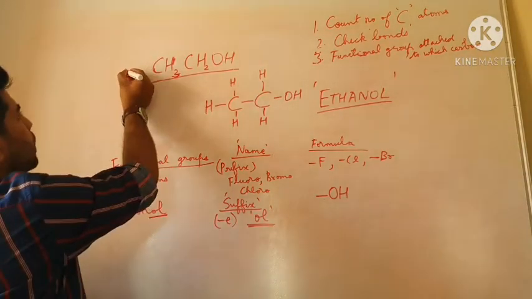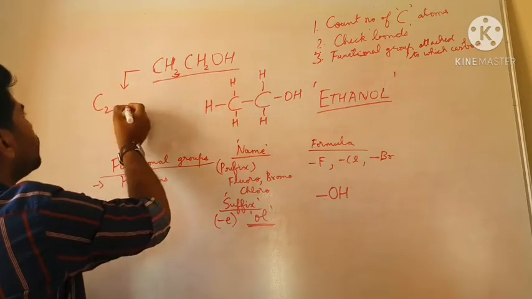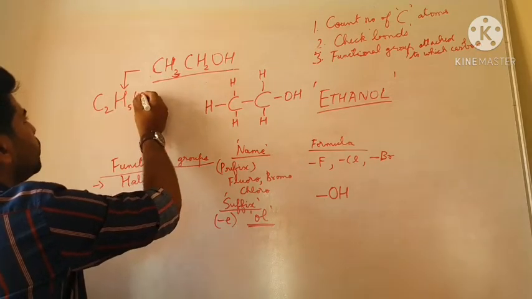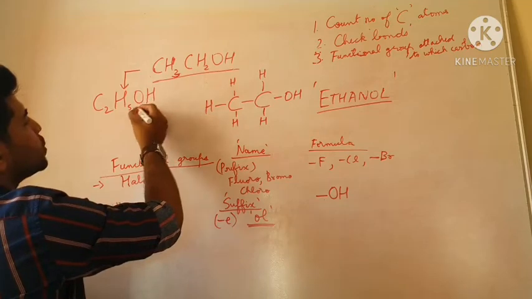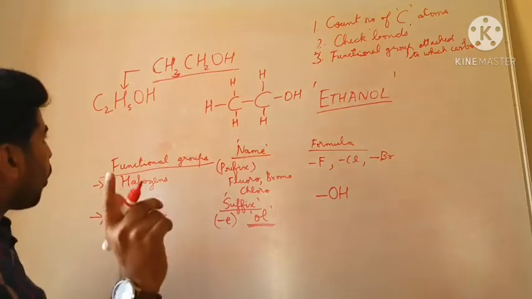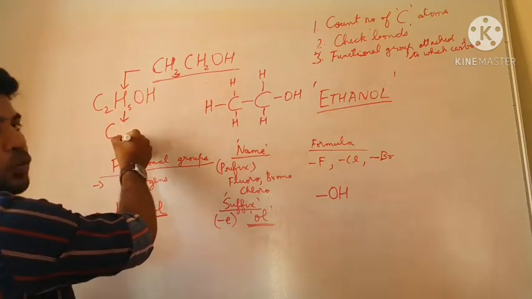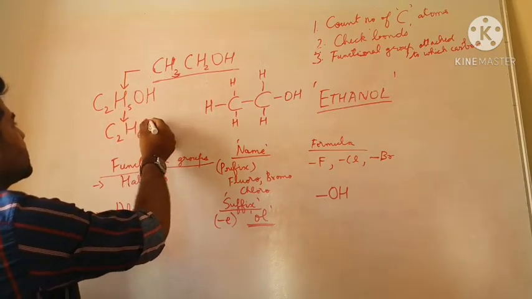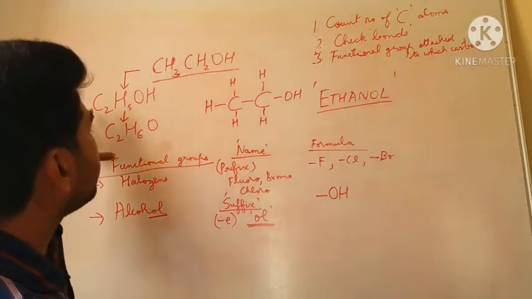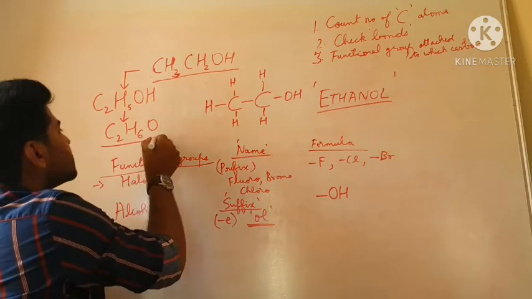This can also be represented as C2H5OH, because there are 2 carbon atoms. The OH group here shows that the functional group present is OH, that is alcohol. Or it could also be written as C2H6O. 5 plus 1, 6. So in the question paper, you could find it mostly either in this form or most probably in this form.